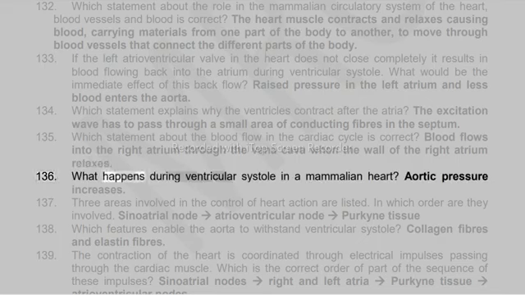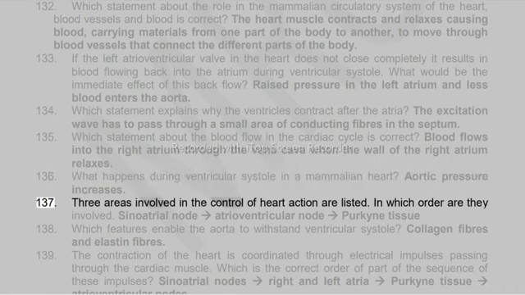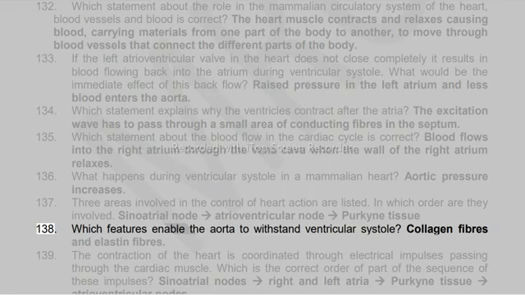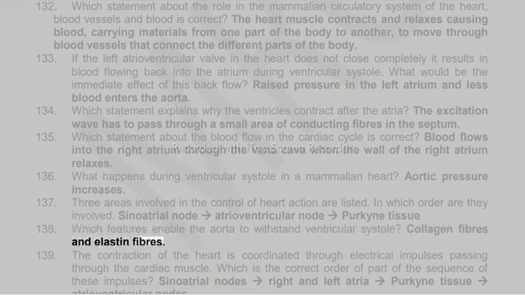136. What happens during ventricular systole in a mammalian heart? Aortic pressure increases. 137. 3 areas involved in the control of heart action are listed. In which order are they involved? Sinoatrial node, atrioventricular node, Purkinje tissue. 138. Which features enable the aorta to withstand ventricular systole? Collagen fibers and elastin fibers.